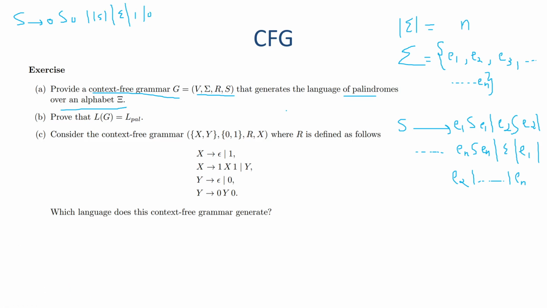Okay, so that's part A. We gave them a grammar that's the language of palindromes. However, part B is saying, prove it. Like, how can we know that the language that you gave us is actually the language of palindromes? You have to prove it.